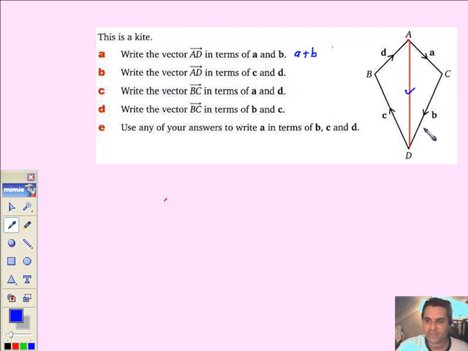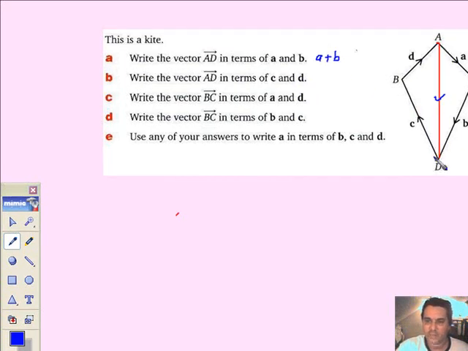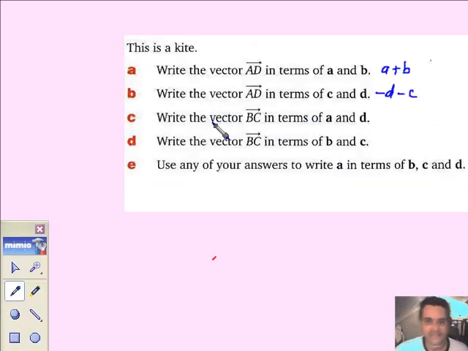Now, write the vector AD in terms of C and D. Well, I've gone around this way. I can also go around this way. Now, look at this. To go from A to D, I'll go from A to B, which is minus D, and then from B to D, which is minus C. So that's going to be minus D minus C, coming against the flow of traffic, as I like to say. So it's minus D minus C, or minus C minus D.